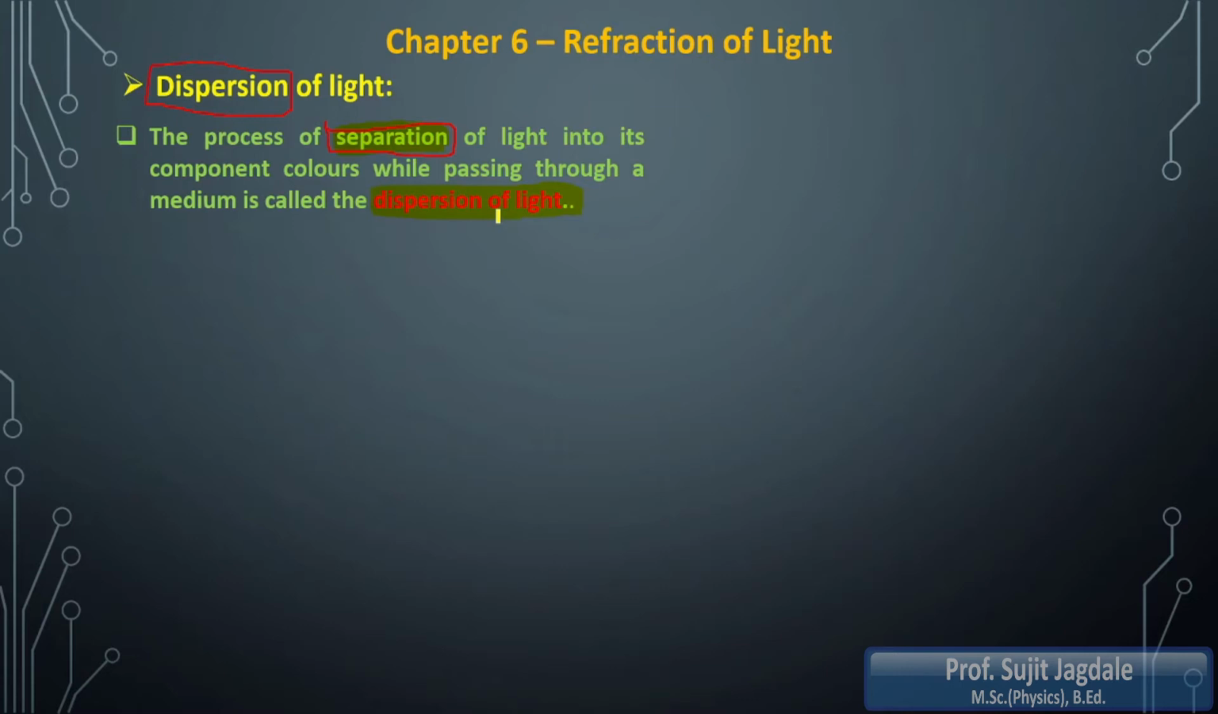That means every white light has some component colors. It is made up of 7 types of colors. So every white light is made up of 7 colors, and those 7 component colors are referred to as the spectrum of that white light.